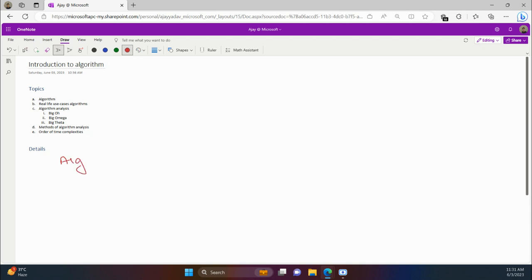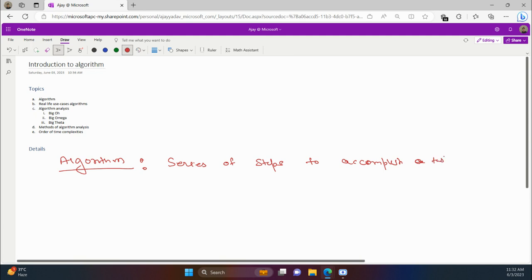So the first question is, what is an algorithm? An algorithm is a series of steps to accomplish any task. So what is an example of this?